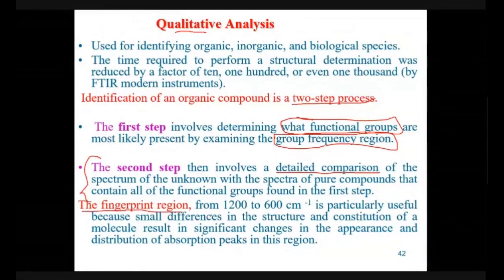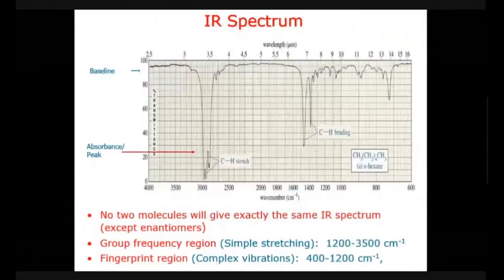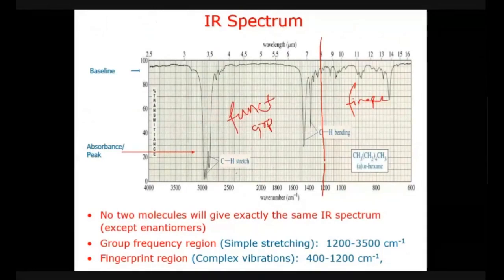Now the fingerprint region extends from 1200 to 600 centimeter inverse and is particularly useful because small differences in the structure and composition of a molecule result in significant changes in the appearance and distribution of the absorption peaks in the region. If you see, this is the fingerprint region and this is the functional group region. In the functional group region, you can observe peaks for functional groups, and these peaks will be characteristic for a particular compound. The spectrum in front of you is for n-hexane.